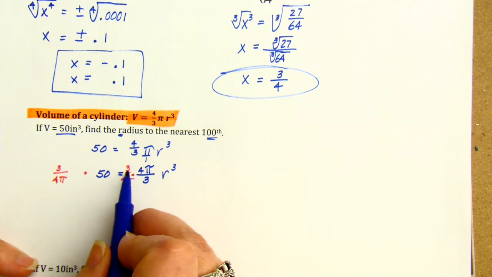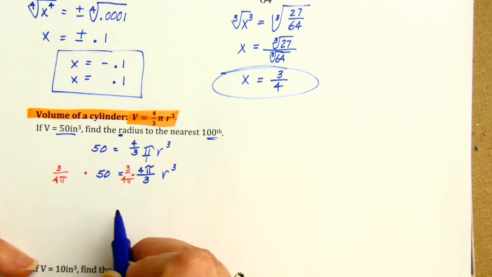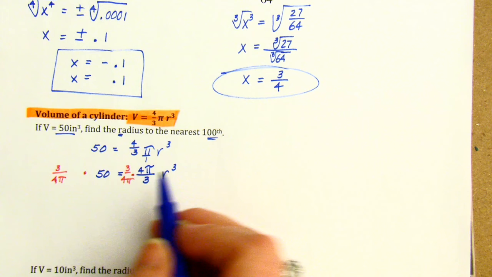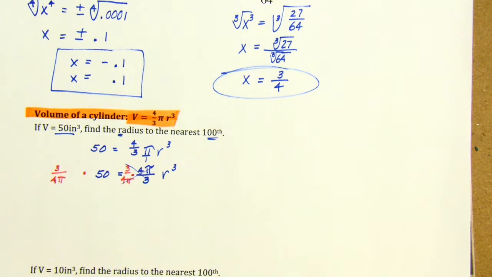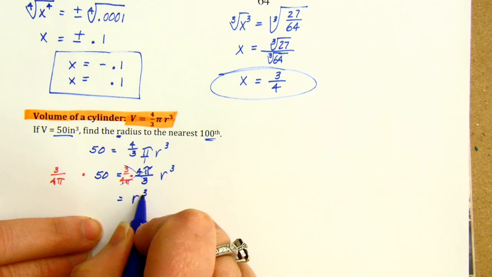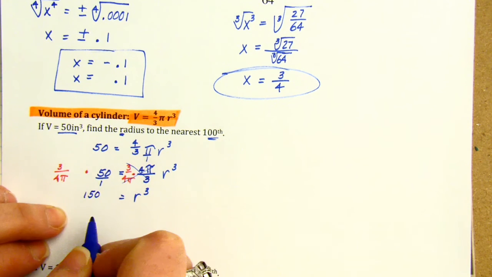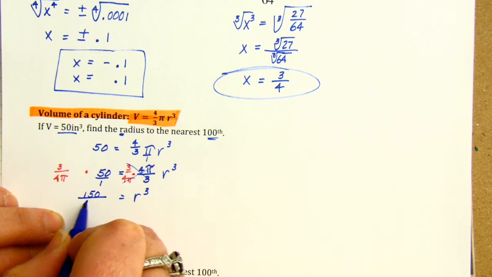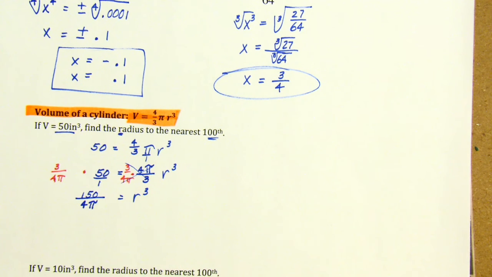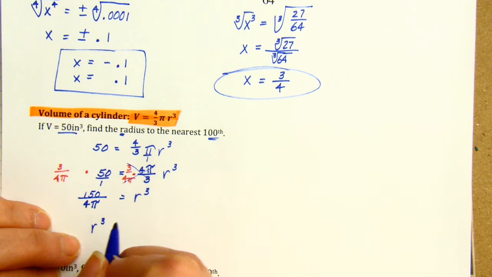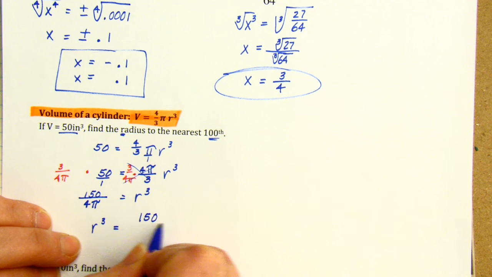Folks, in the top here, I have 3 times 4 times pi is 12 pi. 4 pi times 3 is 12 pi. This is 12 pi over 12 pi. That equals 1. So I get 1r cubed equals, now this is 50 over 1. You could do 3 times 50. What do you got? 150 divided by 4 pi equals r cubed. Now, what do we do to get rid of the cubing? I'm going to switch sides so it looks nicer. r cubed equals 150 divided by 4 pi.